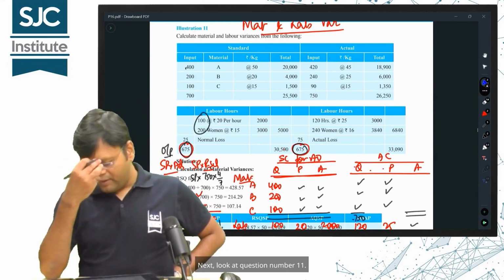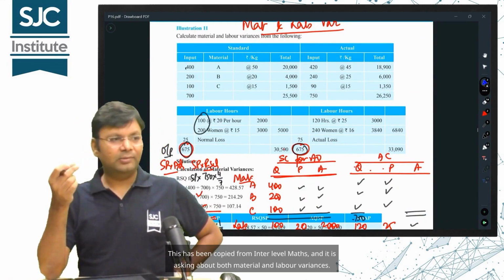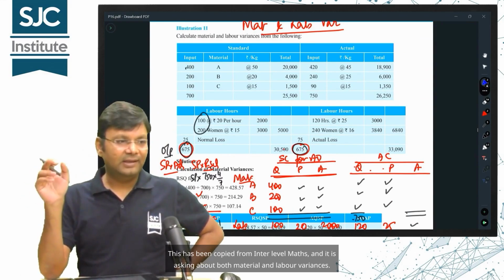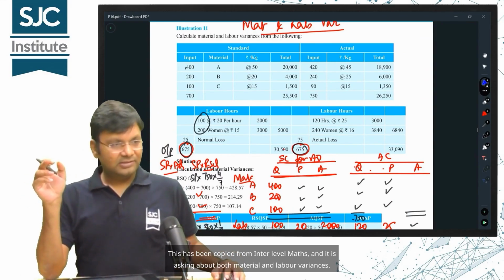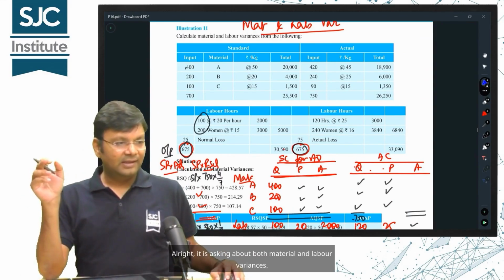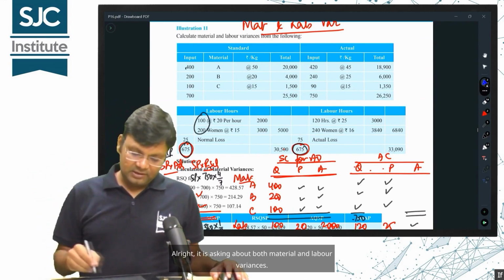Next, look at question number 11. This has been copied from inter-level maths, and it is asking about both material and labor variances.